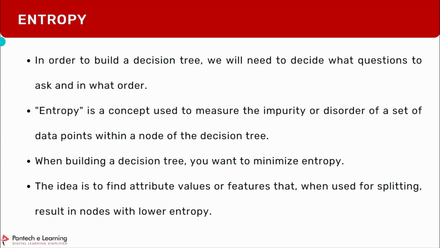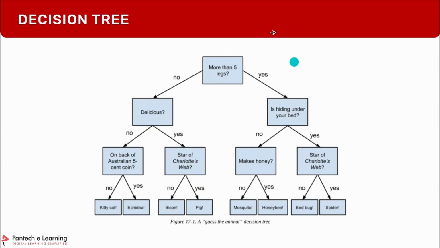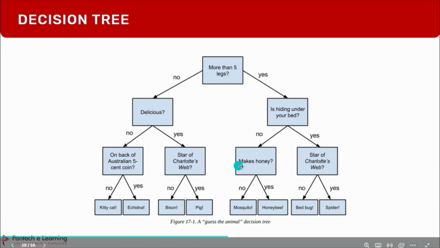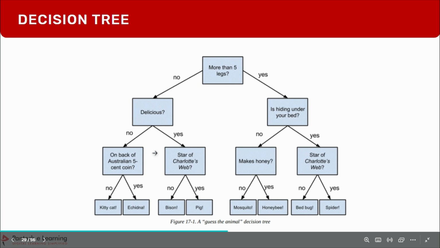So that can be obtained with the help of this entropy calculation. If you talk about entropy, even in chemistry, it is a measure of disorder or randomness, how random it is. So in order to build a decision tree, we will need to decide what questions to ask and in what order. You know what questions to ask based on the features you have, but in which order are you going to ask the questions? That's actually a big question.